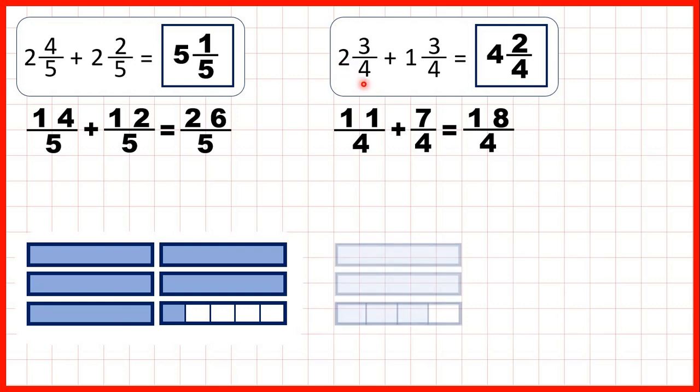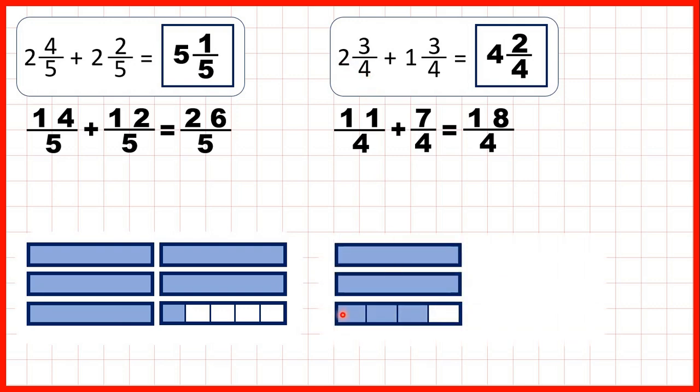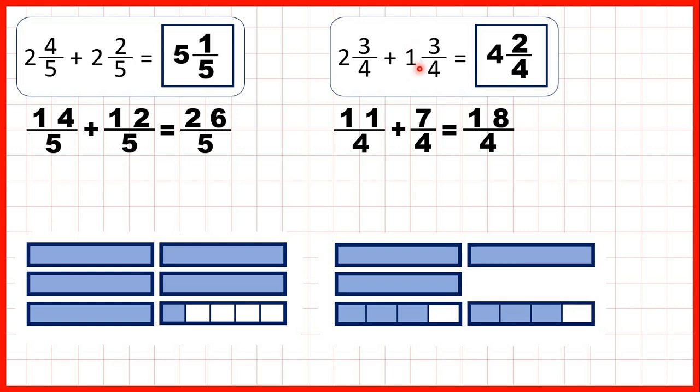Then we had 2 3/4, so 2 wholes and 3/4, and we were adding 1 3/4. We changed both numbers into improper fractions, so we had 11/4 plus 7/4. Putting that together gave us 18/4 altogether, because remember, each of these parts is 1/4, and we have 18 parts altogether. But when we change that from an improper fraction into a mixed number, we got 4 wholes and 2/4 as our answer.